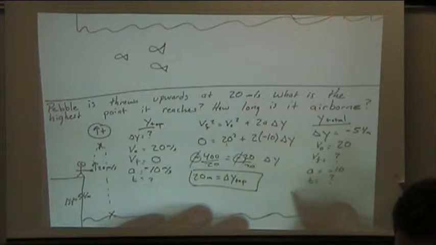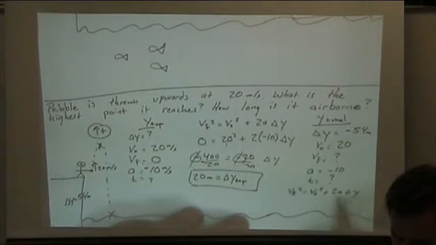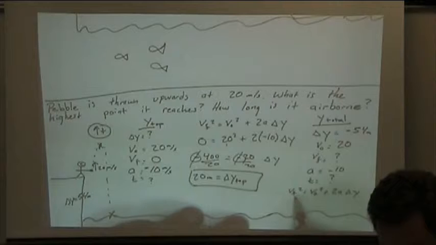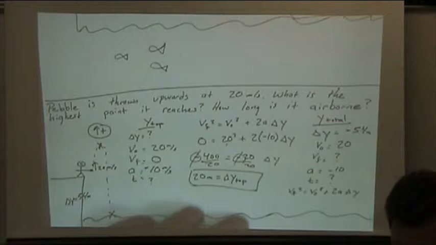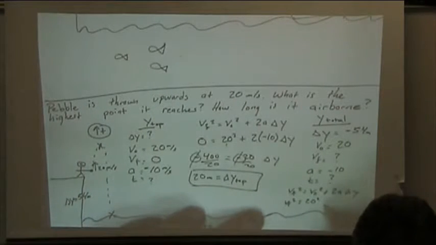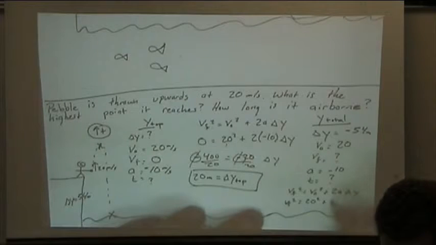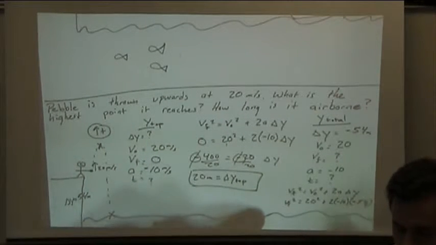What we can do is say Vf squared equals V0 squared plus 2a delta y. What we're going to be able to solve for here is the final velocity. Once we know the final velocity, we can plug that into the second equation to easily get the total time all in one step. So Vf squared is going to be 20 squared plus 2 times negative 10 times negative 54. Notice that if you don't get your negative signs right, you're going to get a very different answer.